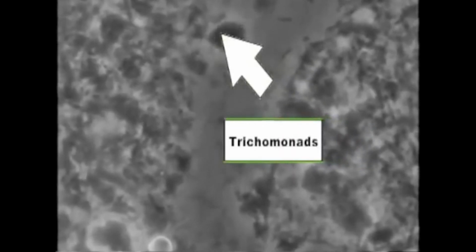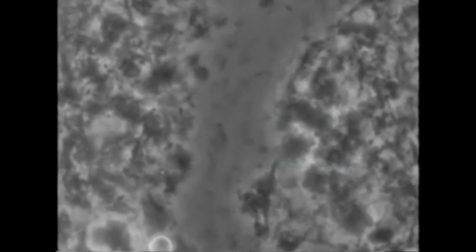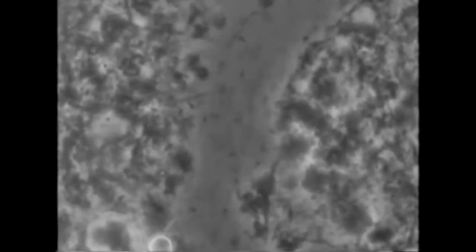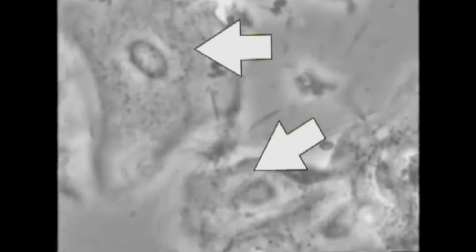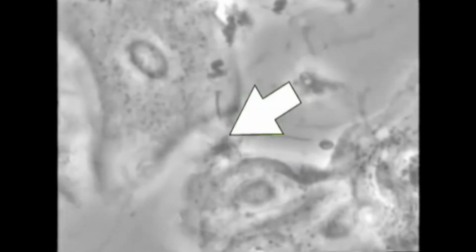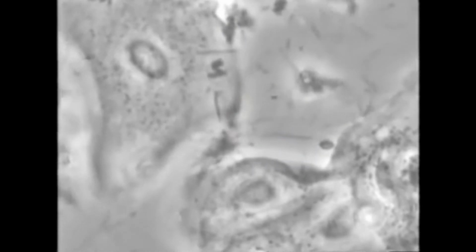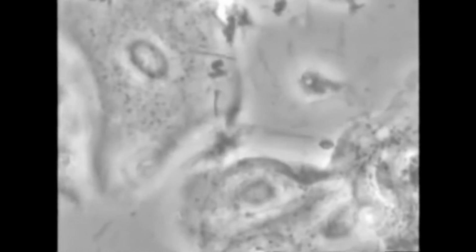Moving through the field on the lower left is a trichomonad, a one-celled animal. Often found in severely infected periodontal pockets, it is also a sexually transmitted disease. In the center of the screen, there are two skin cells, and between the two large cells is a white blood cell being attacked by a mass of spirochetes.